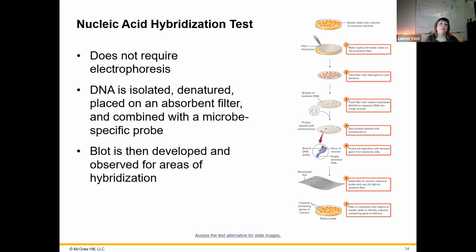So the actual nucleic acid hybridization test itself doesn't require any electrophoresis. We have our probes, our little mini bits of DNA, and those single-stranded probes will combine with their match on whatever gene you're looking for. If it does match, you can identify those colonies, bacterial colonies for example, as having the gene of interest. These are the ones that took up your plasmid or contain the gene for a pathogen or whatever it is you're trying to look at.